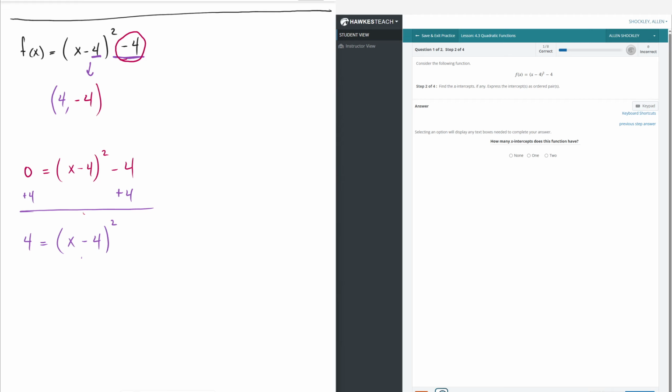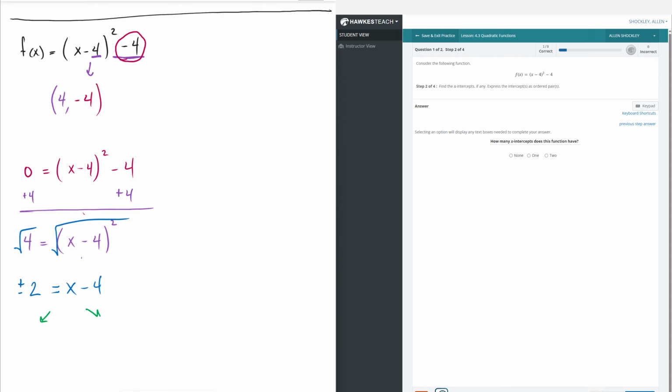In order to get rid of a square, we're going to have to take the square root. And so on my right side, I'm left with x minus 4 equals the square root of 4. The square root of 4 is 2, but remember that this is a quadratic equation. It has a square in it. So it's not just 2, it's plus or minus 2, because 2 times 2 is 4, and negative 2 times negative 2 is also 4.